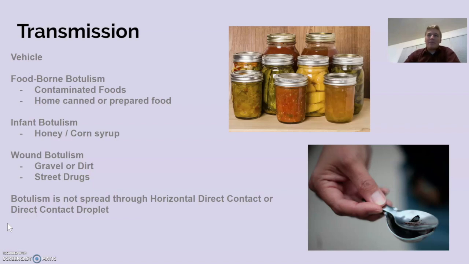One of the common misconceptions with botulism is that it's spread through person-to-person contact, which is not true. It is not spread through horizontal direct contact or direct contact droplet. Many get confused because you can have botulism outbreaks, but that is due to maybe contaminated food in the area that is spreading it to multiple people, not people spreading it to people.